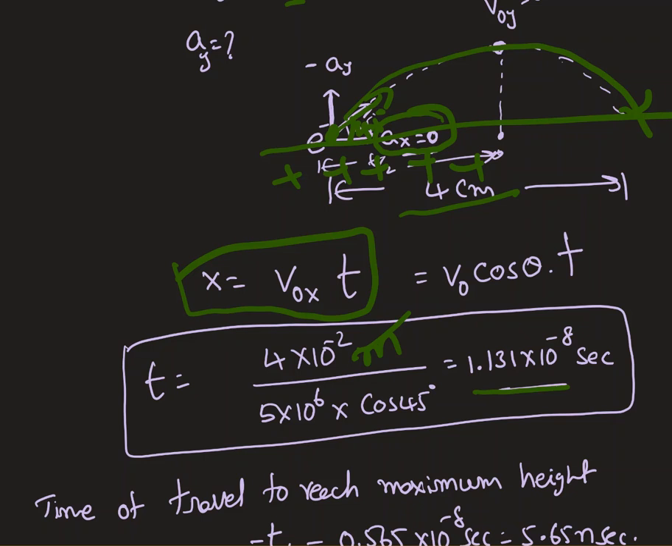Then what is the time of travel to reach the highest point, which is exactly midway, right? So why am I finding that? Because I know the final velocity in the y direction at the midpoint. So that's the reason. How do I know I need to use that? That comes with practice.